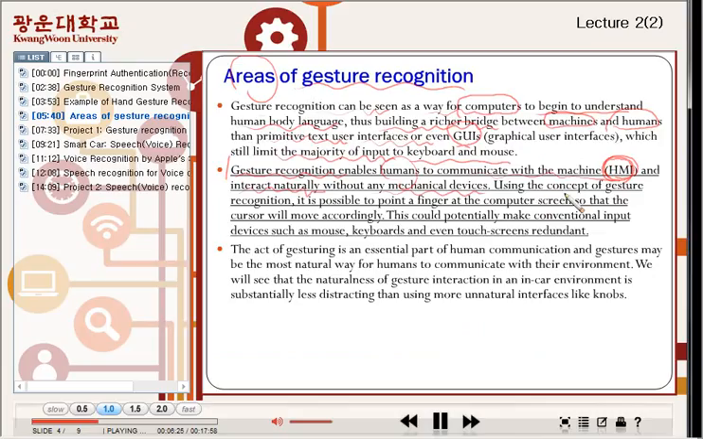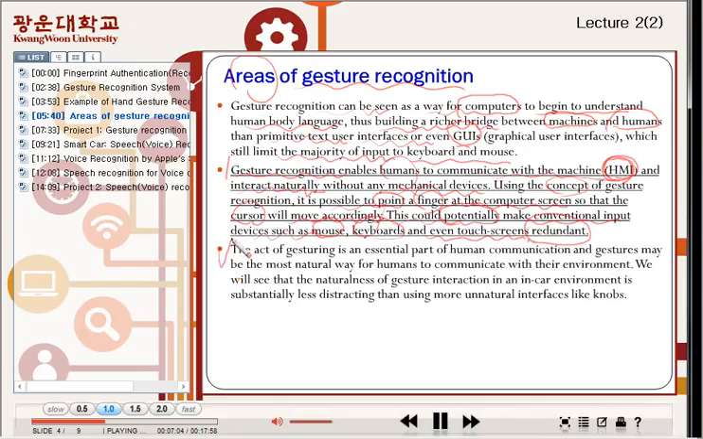Using the concept of gesture recognition, it's possible to point a finger at the computer screen so that the cursor will move accordingly. This could potentially make conventional input devices such as mouse, keyboard, and even touch screens redundant. With hand gestures, you can replace these devices, mouse, keyboard, and even touch screens.